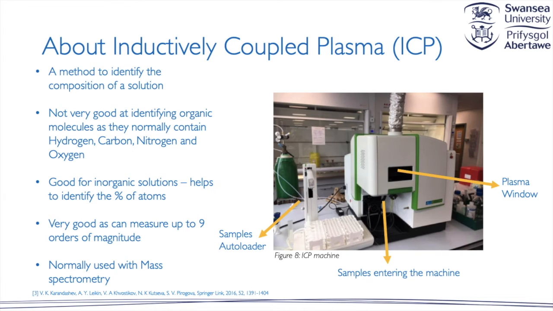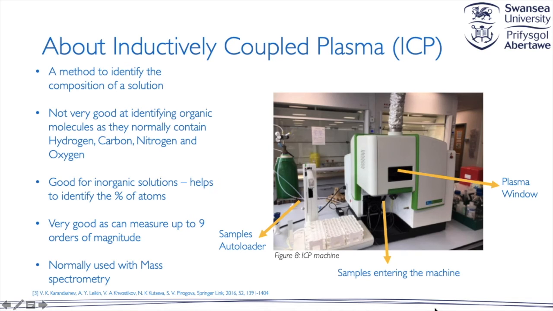A third method to analytical tests is something called inductively coupled plasma. So it's a method to identify the composition of a solution. It's not very good for organic molecules because they mainly contain only hydrogen, carbon, nitrogen, and oxygen. It is very good for inorganic solutions like water as it helps to identify the percentage of atoms in the water. It is very good as it can measure up to 9 orders of magnitude, and it is normally used with a mass spectrometer. As you can see in figure 8, here is an example of ICP.